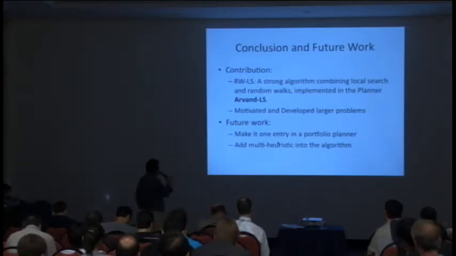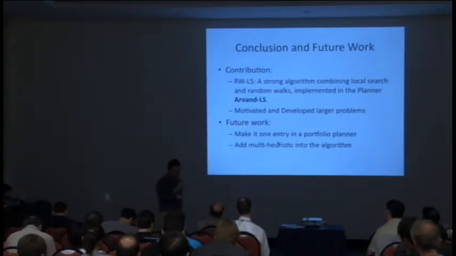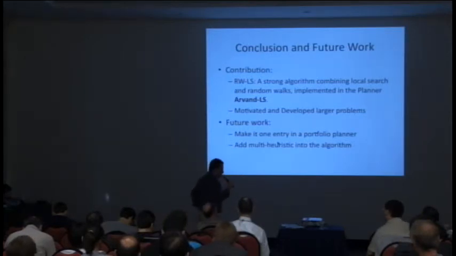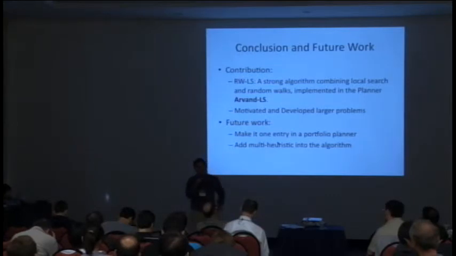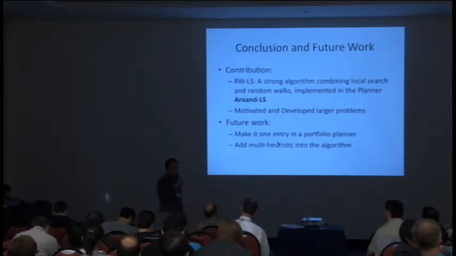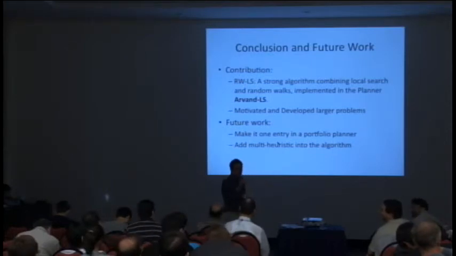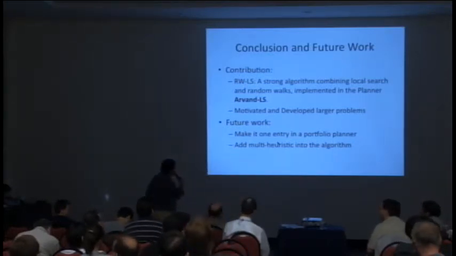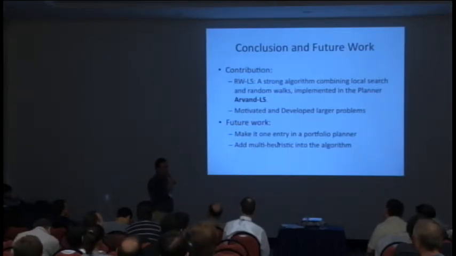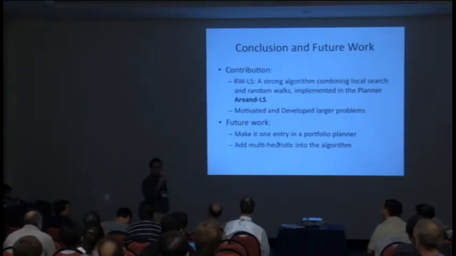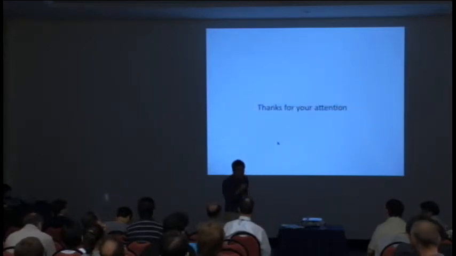As future work, because these random walk planners have a totally different nature compared to Llama and other top planners, they are an ideal choice for a portfolio. And actually we did that last year for the multi-core track using Arvan and Llama, and the results were very good. Actually we won the competition with that. And another idea, which the results suggest, is to use some multiple heuristic evaluation for local search, which sounds very interesting to do. So that's it.